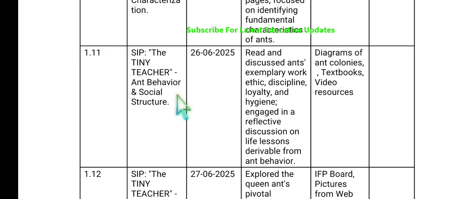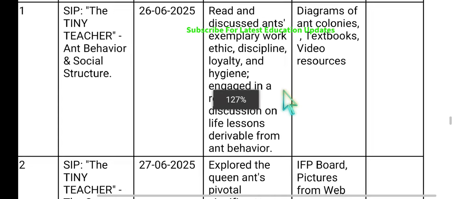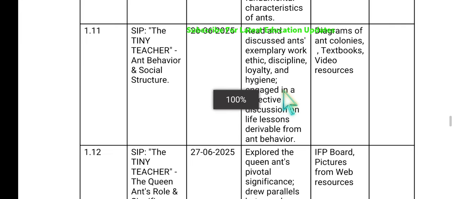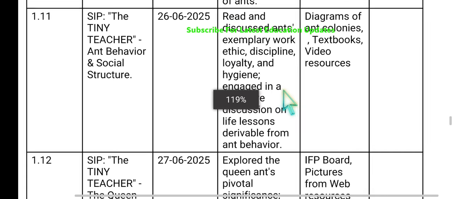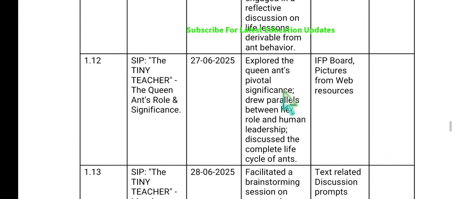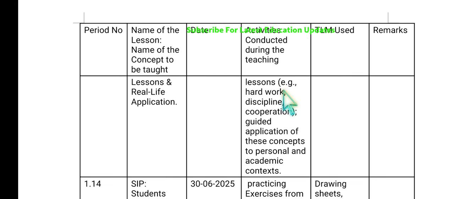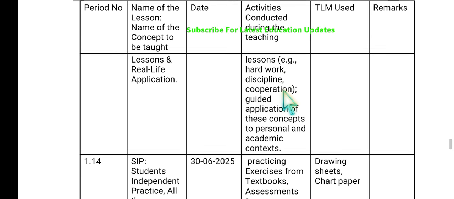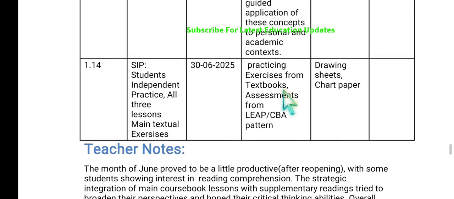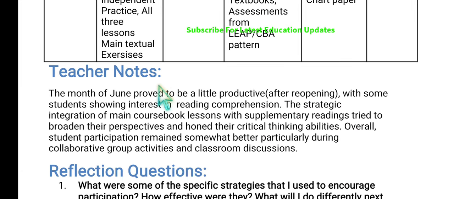Then ant behavior, diagrams of ant colonies, video resources, and reflective discussions of life lessons that can be derived from ant behavior. As you all know, the ant is a synonym for industriousness and hard work, which can be drawn into the lesson, followed by the queen ant's role and significance, using those resources, brainstorming, and all student independent practice work with the help of these 3 lessons and the respective assessment tasks.